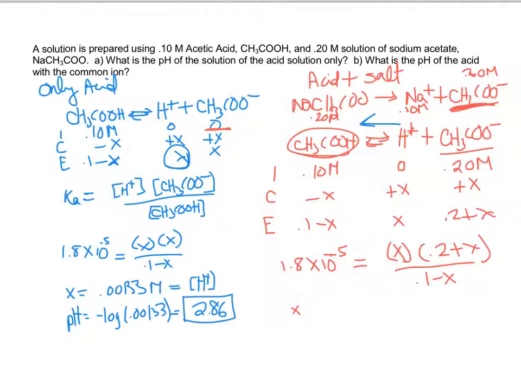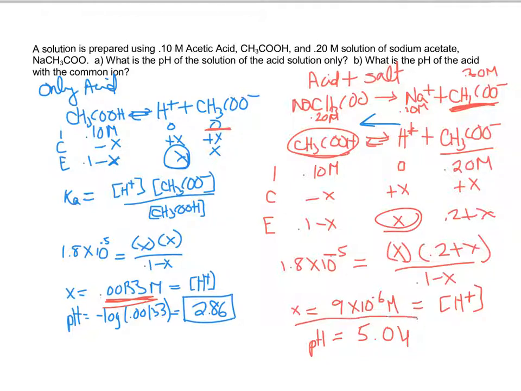So let's actually calculate that. If you plug it into your calculator, you get that X here is 9 times 10 to the negative 6 molar. So that's a much lower number than my X was here. And in this case, X again is my H plus concentration. So if I wanted the pH, it's just negative log of that, which ends up being 5.04. That's a big jump here from 2.86 to 5.04. Definitely made it less acidic.